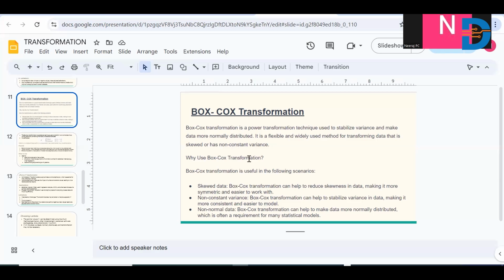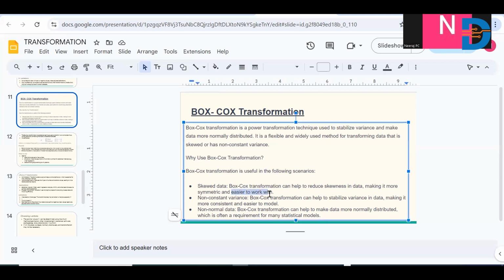Why use Box-Cox transformation? I have listed out a bunch of reasons. One, let's say you have skewed data, and by applying Box-Cox transformation, it can help to reduce the skewness in the data, making it more symmetric. If it is more symmetric, it is easier to work with, and thereby it will increase the machine learning accuracy as well. And non-constant variance. Whenever there is non-constant variance, this Box-Cox transformation helps in stabilizing that variance, making it more consistent and easier for the model.